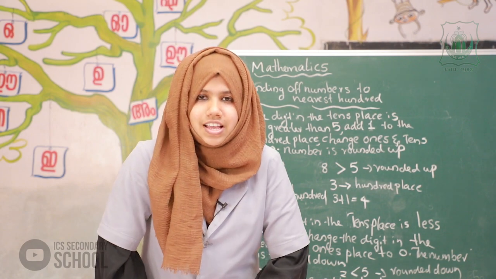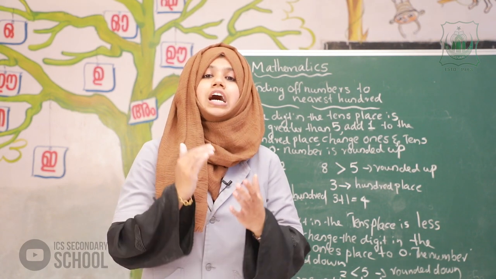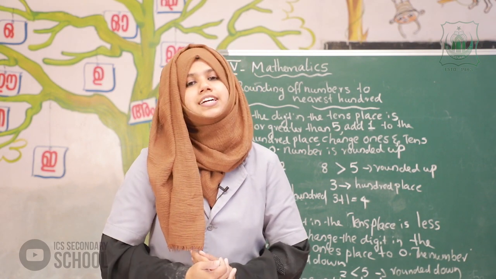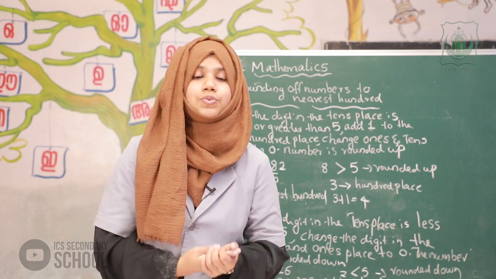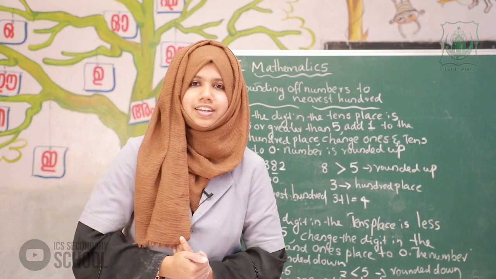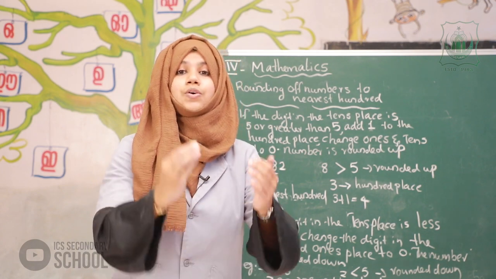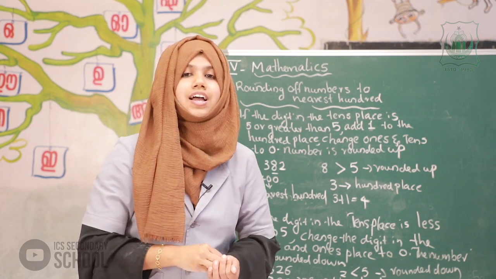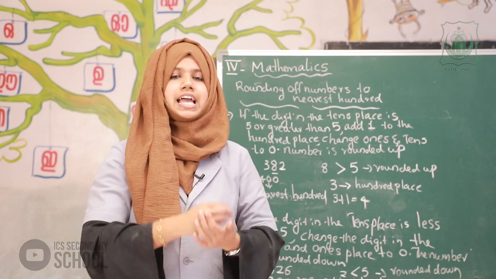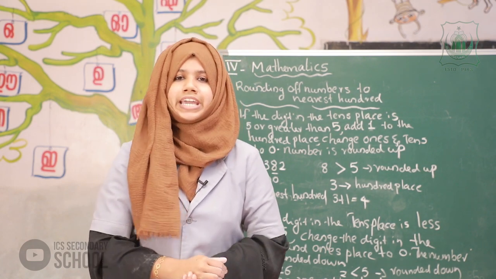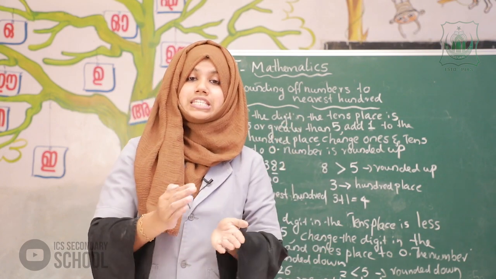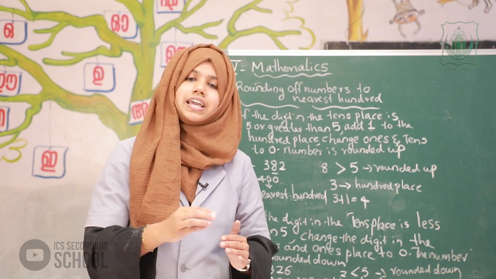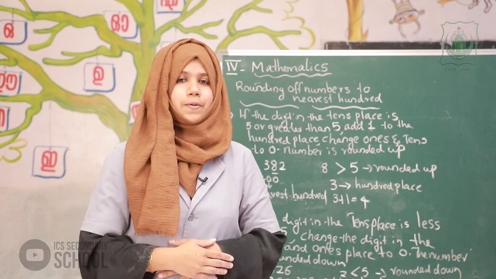In the last class we were introduced to the concept of rounding off, and the first one is rounding off to the nearest 10. What are the rules to find the nearest 10? If the number in the ones place is 5 or greater than 5, add 1 to the tens place and change the ones place to 0. If the number in the ones place is smaller than 5, what happens? There is no change in the tens place, and change the ones place to 0.